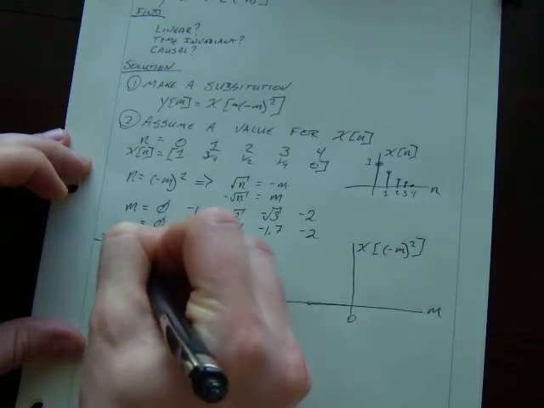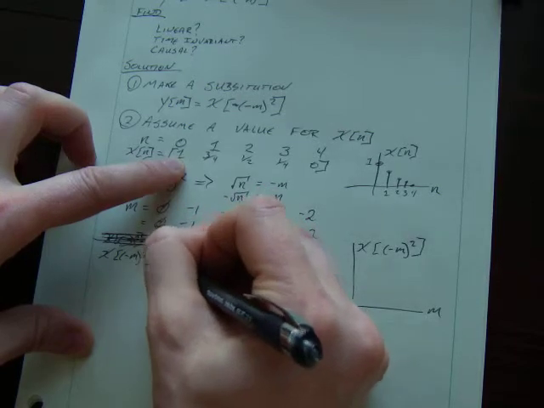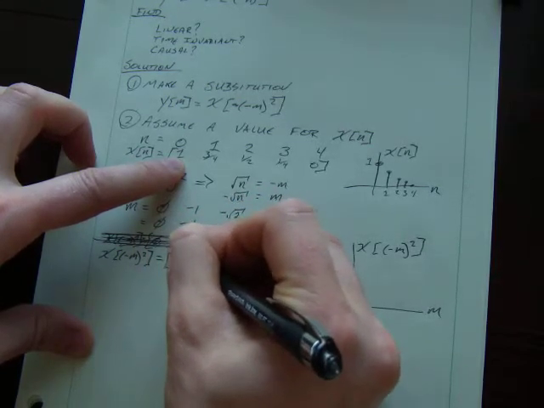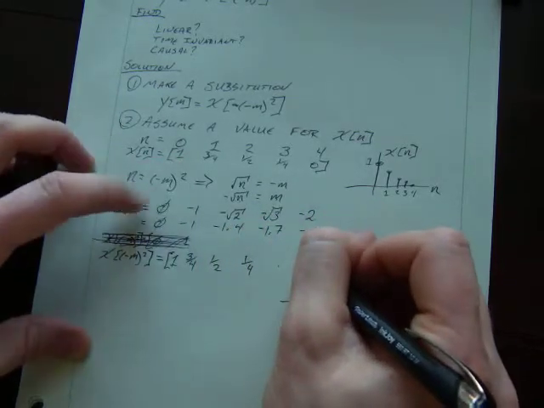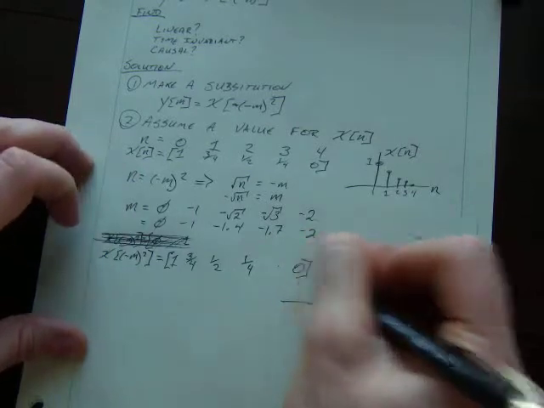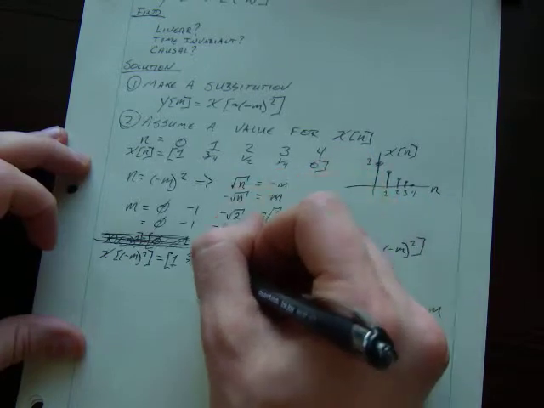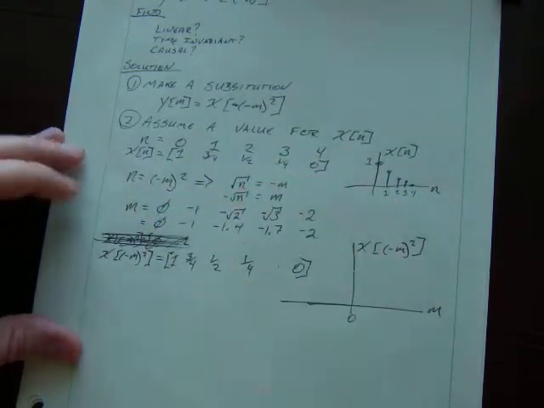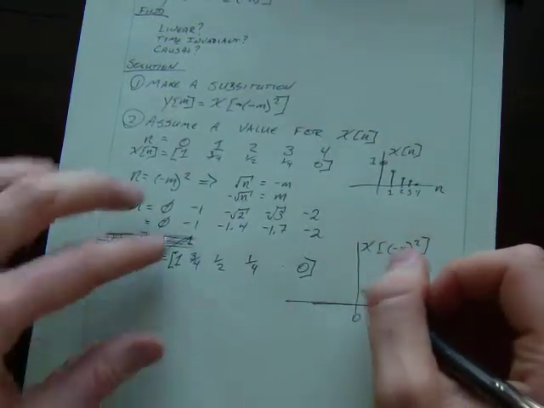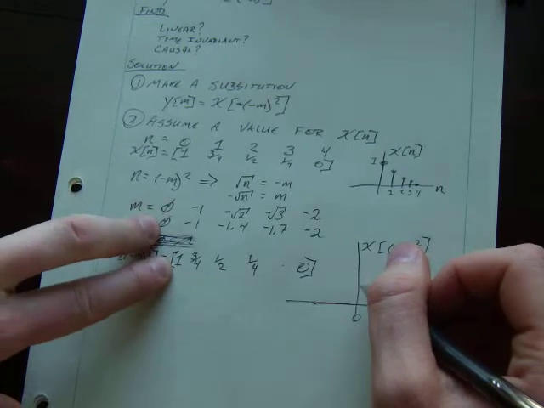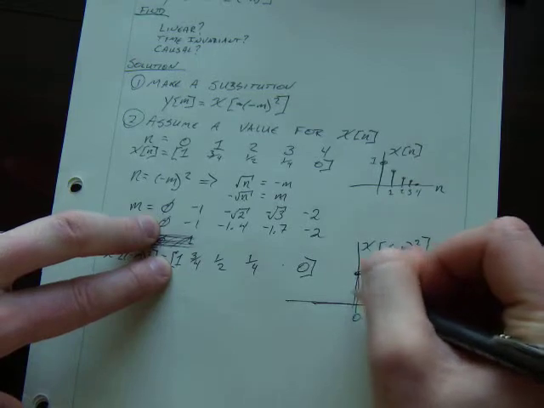X of minus m squared is equal to quantity 1, 3/4, 1/2, 1/4, and 0, where the 2 corresponds to 0, the negative 1.7 corresponds to the 1/4, this one, and this one. Sorry, I made this all absolutely messy. So when we look at 0, the corresponding value is 1. We have a value right there.